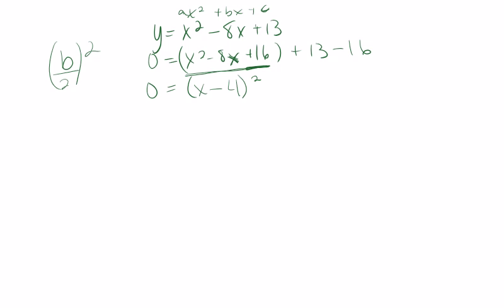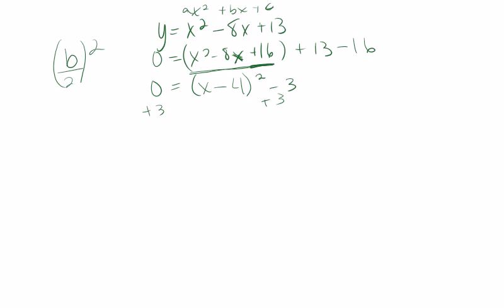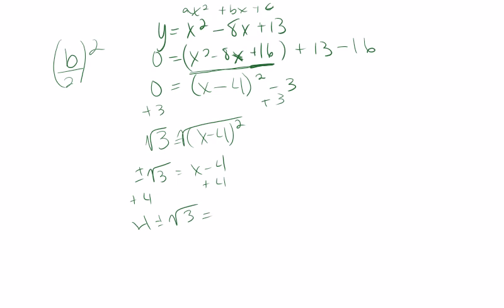Okay, I think it stopped recording for a second, but I have x minus 4 squared minus 3. So here it is in vertex form. I can solve it, add 3 to both sides. 3 equals x minus 4 squared. Take the square root, plus or minus the square root of 3 equals x minus 4, add 4. So the answer is 4 plus or minus the square root of 3 equals x.